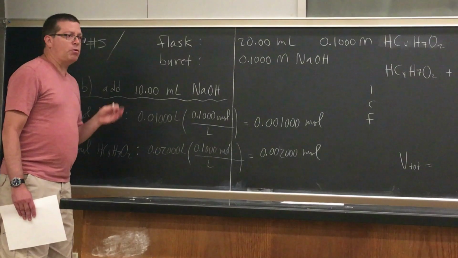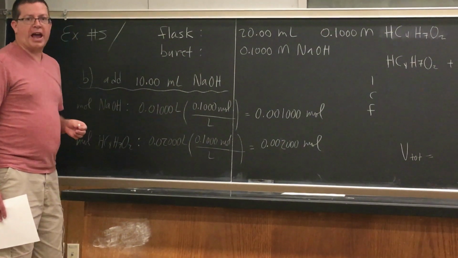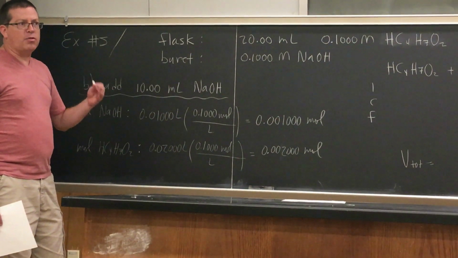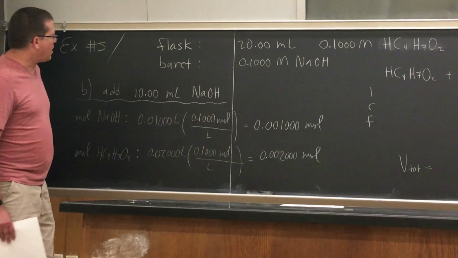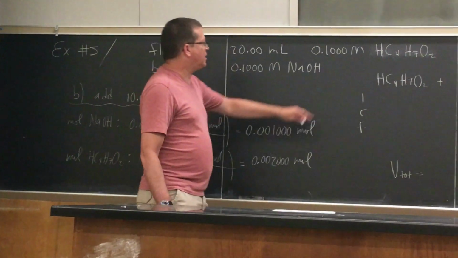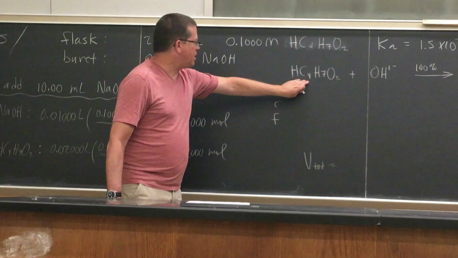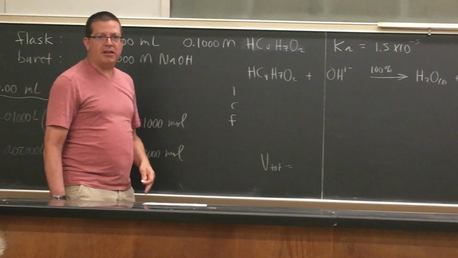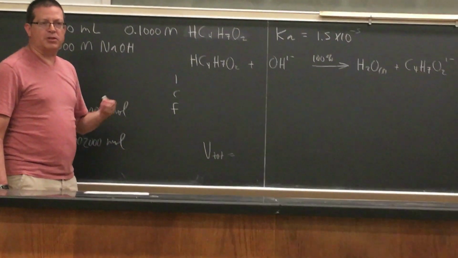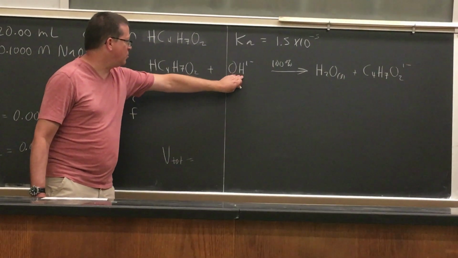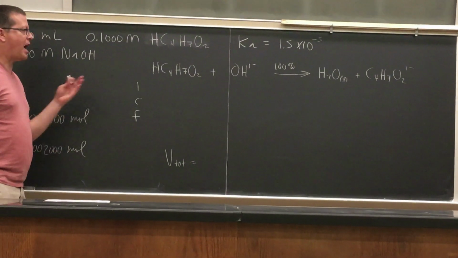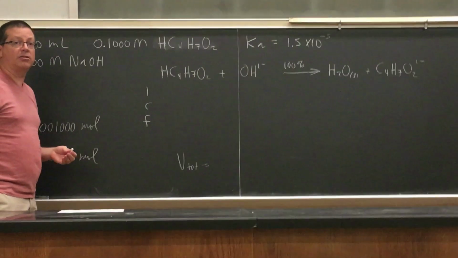At this point, what we want to do is write down the actual reaction of the acid reacting with the base. We know that the acid is HC4H7O2. Here it is right here. We're adding base in the form of hydroxide from sodium hydroxide dissociation to that. So this is the actual reaction that's going on in the solution.